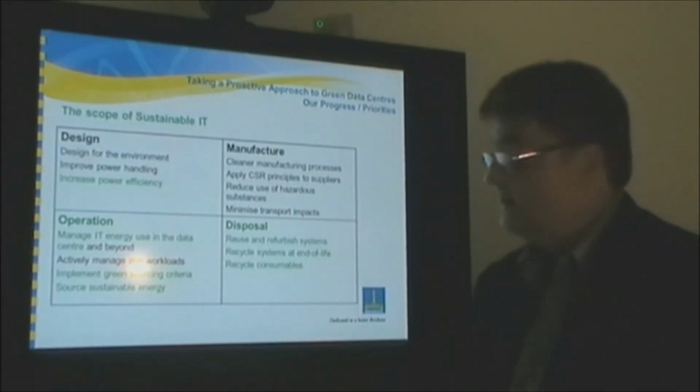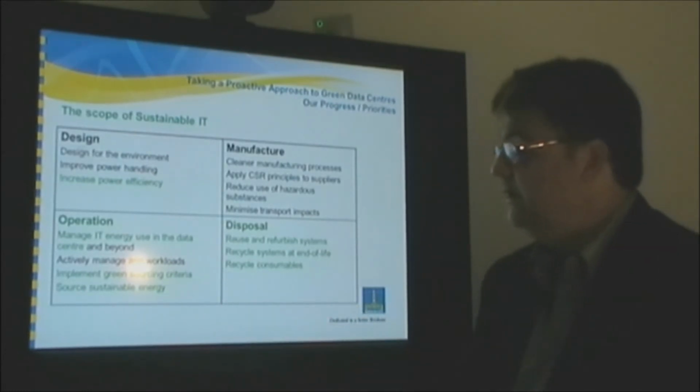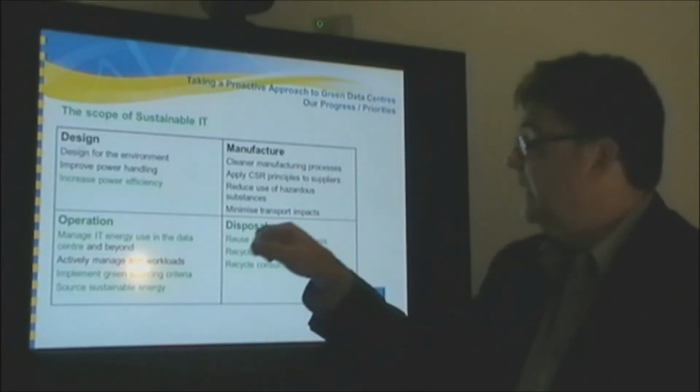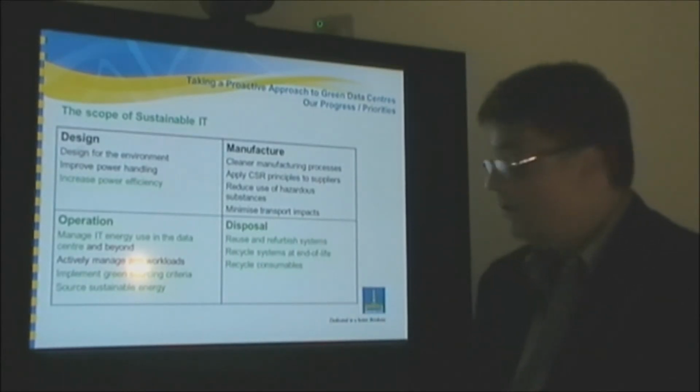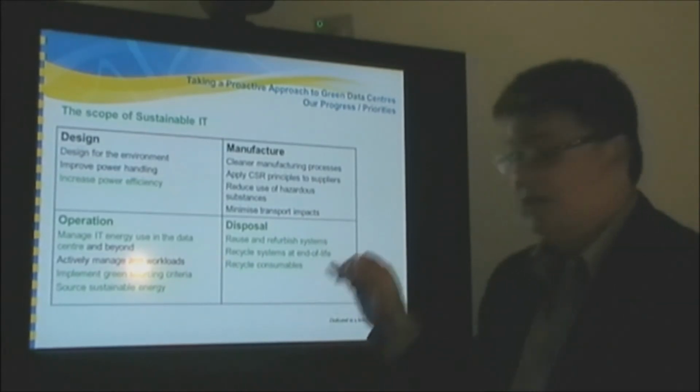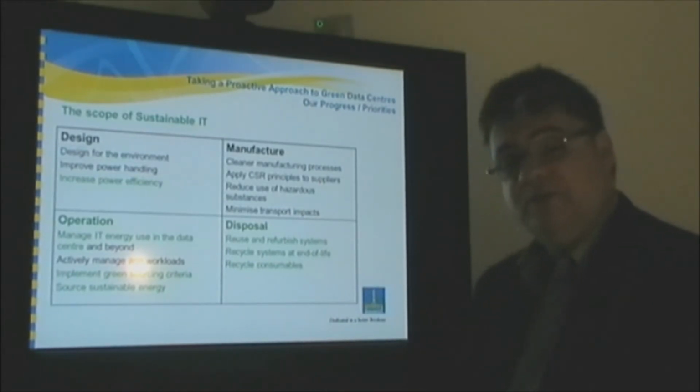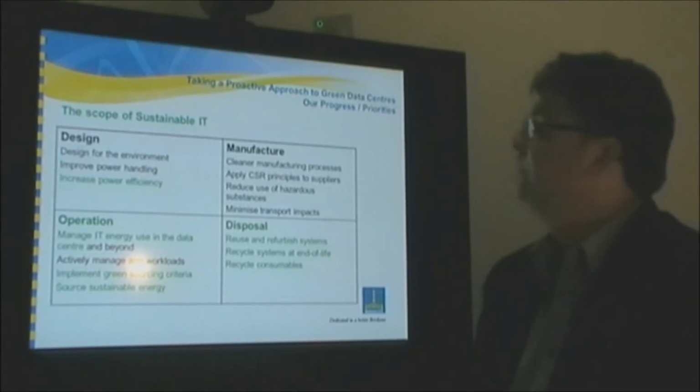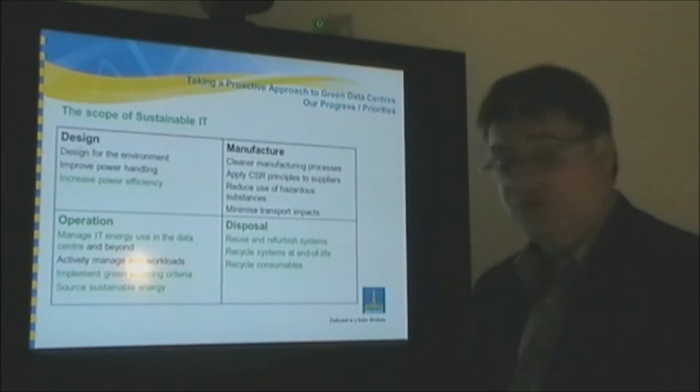Most of our work obviously is in the bottom quadrants, which is around operation, looking to make sure that we're running efficiently, and it's also about disposal. We've done a lot of work in this space about refurbishing old systems. We've done a lot of work around e-waste and the way we dispose of waste as a council, and what we expect from our suppliers in that space.